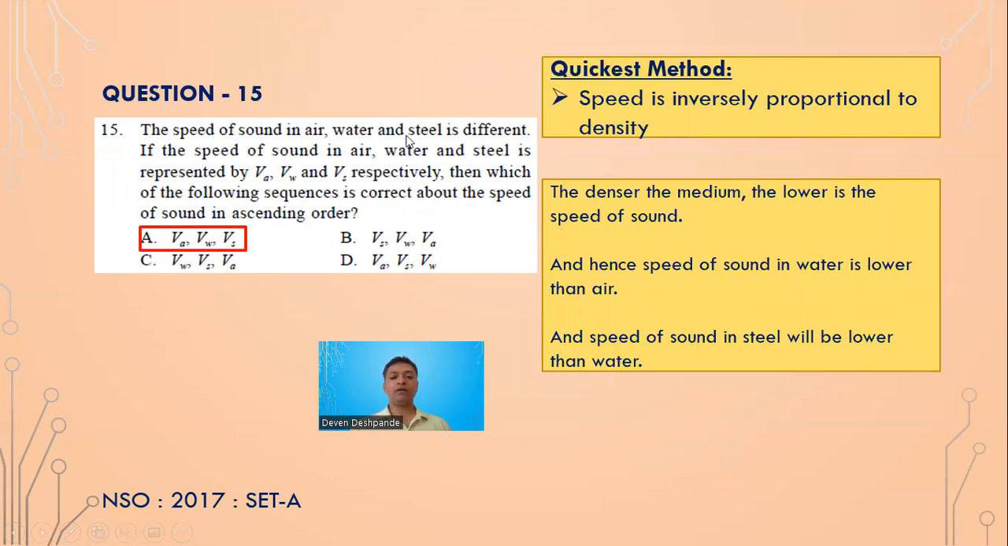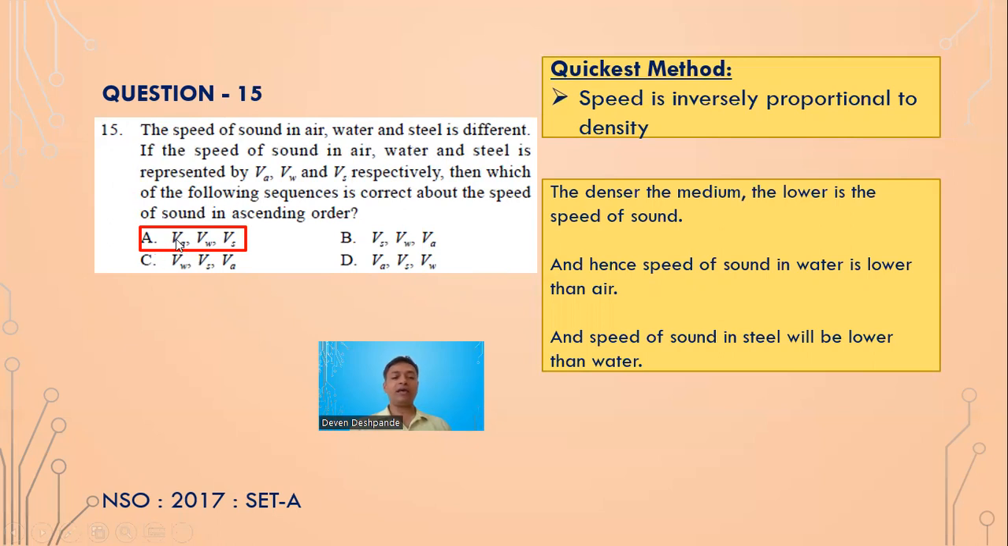Again, water is denser than air, isn't it? So the speed of sound in water will be lower than in air, because if sound passes through a denser medium, its speed will decrease, because sound travels as waves, isn't it? And if it passes through a denser medium, the wave movement will decrease. So speed of sound in water is lower than air. And speed of sound in steel will be lowest because steel is denser than water.